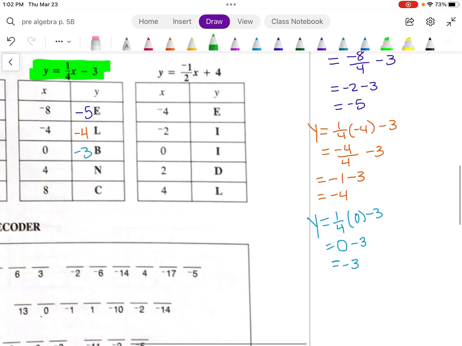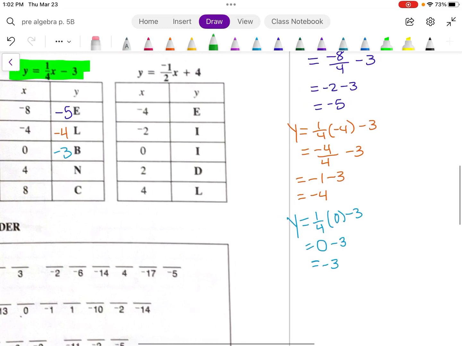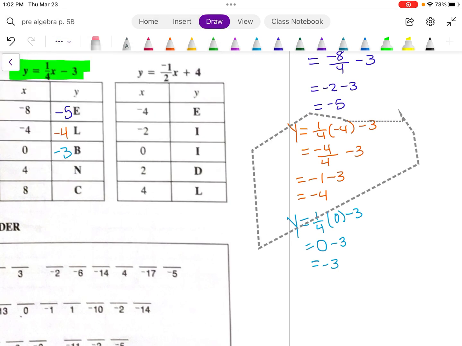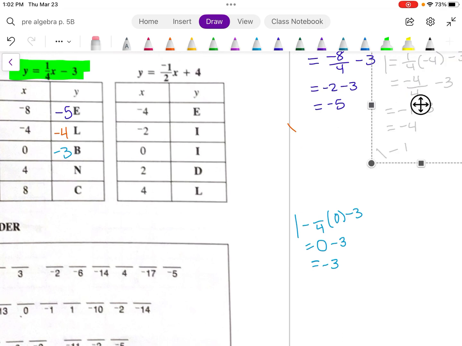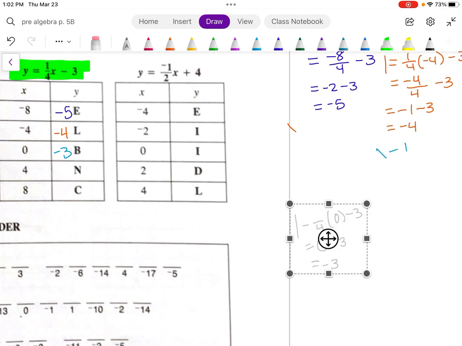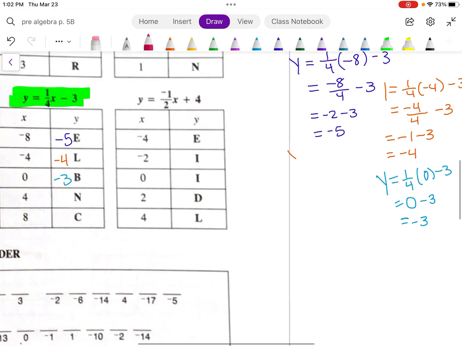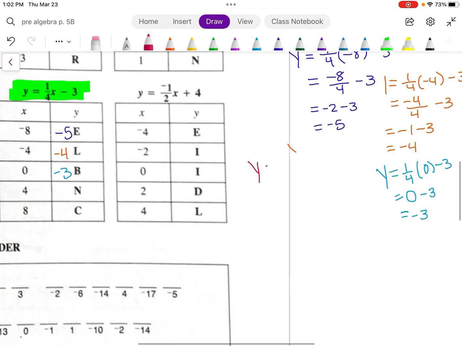Two more. I'm going to move my work. There. All right, so what about when x is 4? So we get y equals 1/4 times 4 minus 3. Well, that becomes 4 divided by 4, which we know is 1. 1 minus 3 is -2.